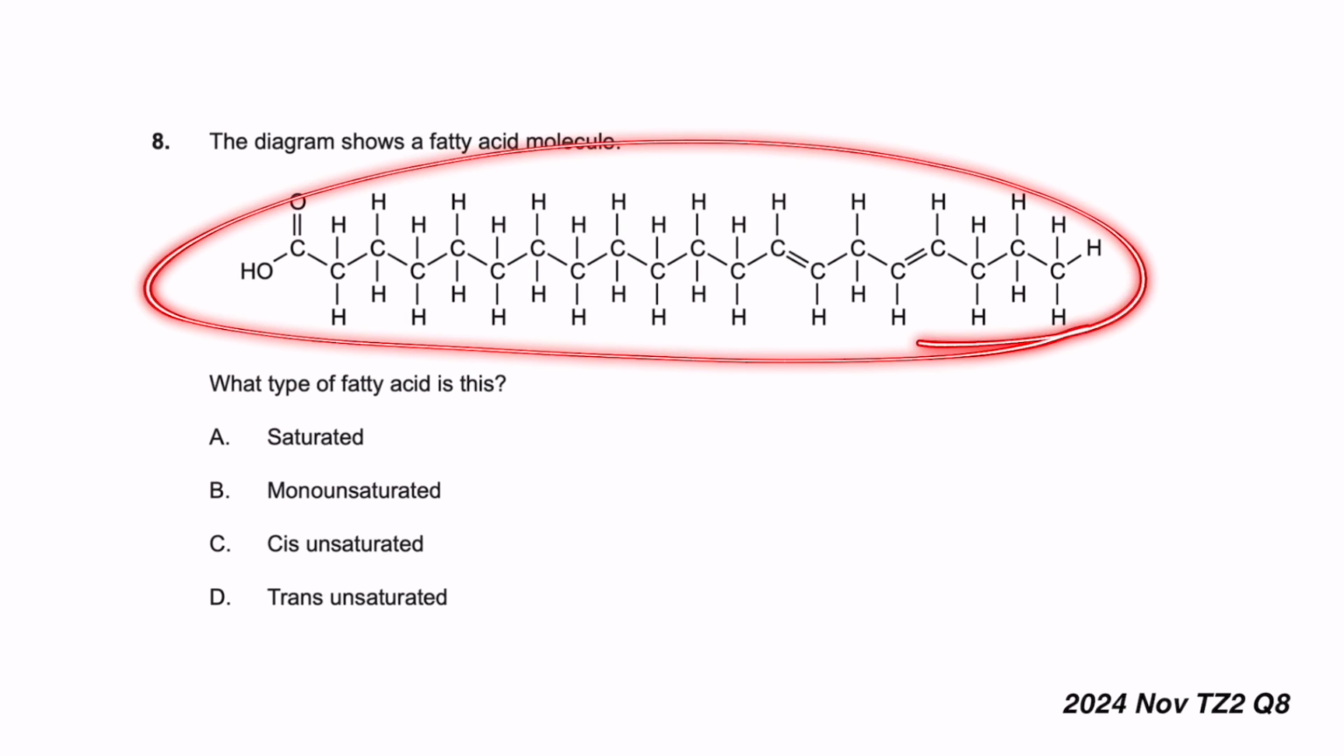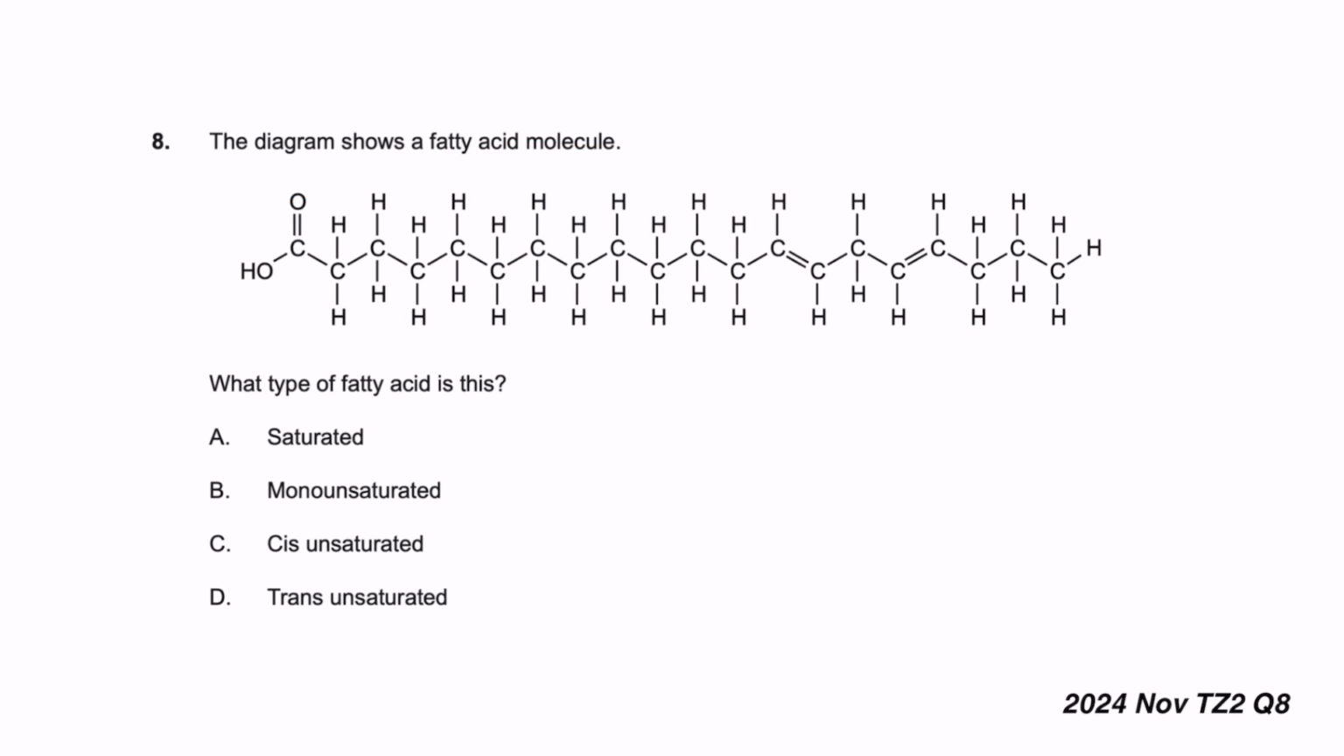This fatty acid is an unsaturated fatty acid because of the carbon-carbon double bonds. And this is a trans-unsaturated fatty acid because the two hydrogen atoms at the double bond are on opposite sides.